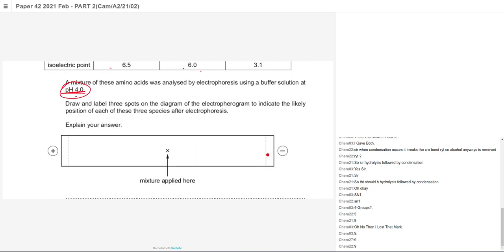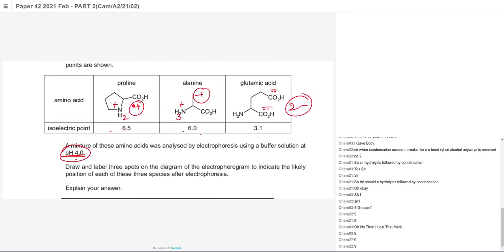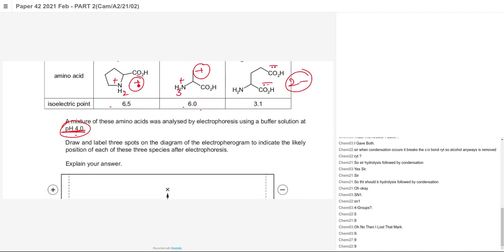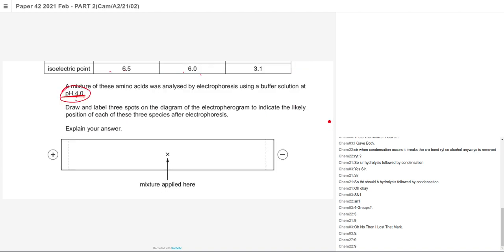These two will move towards the cathode, which is far further. This will move more distance, 6.0. This is alanine, and alanine will move more distance. I'm trying to show alanine here.